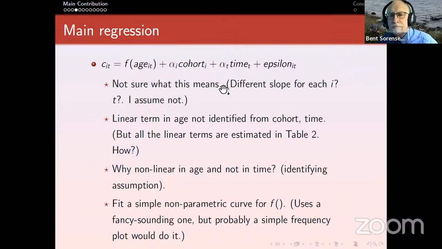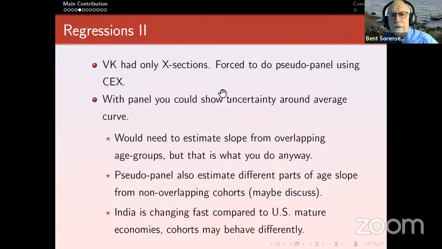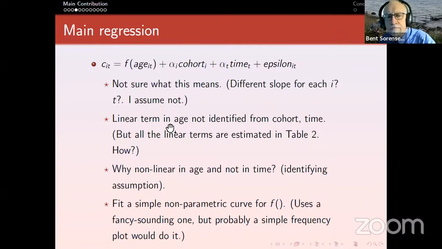But in any event, the linear term in age is clearly not identified from cohort and time, because most of us, at least if we're lucky, get one year older every year. It does make me puzzle how you have all three coefficients in table 2. Something is fishy then. But anyway, that's just a minor technical point.